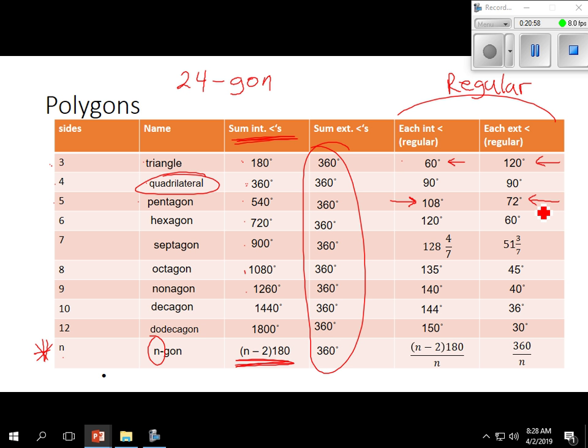Again, these last two here only work if the shape is regular. Not every pentagon in the world has every angle 108 degrees, only if it's regular. And then down here at the bottom you have the formulas for finding each interior angle, each exterior angle if the shape happens to be regular.